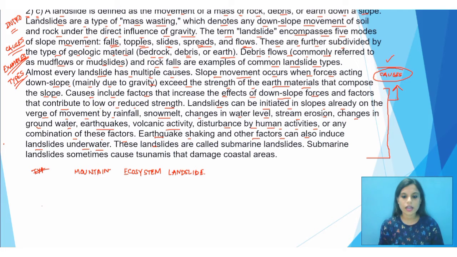These landslides are called submarine landslides. You can skip this portion. You don't need to incorporate this one. Submarine landslides sometimes cause tsunamis that damage the coastal areas. Okay, this portion you can just omit it. You don't need to talk about the underwater landslides right now in this answer.